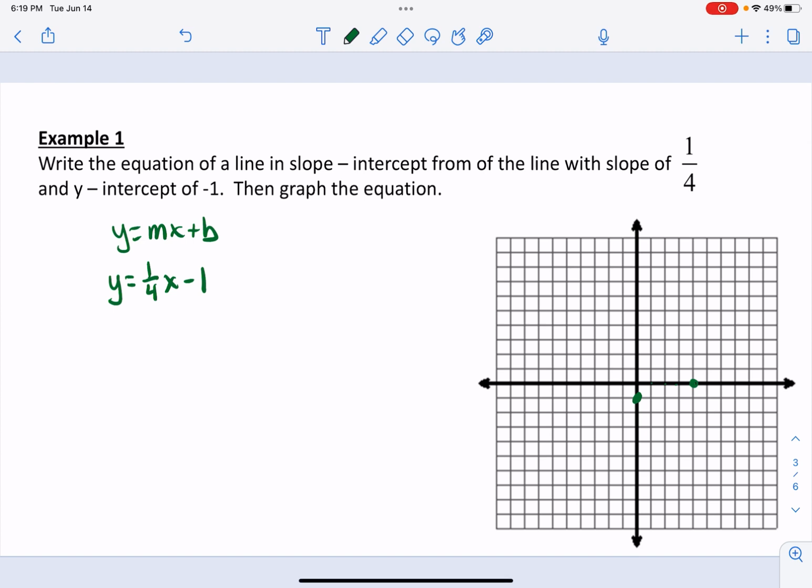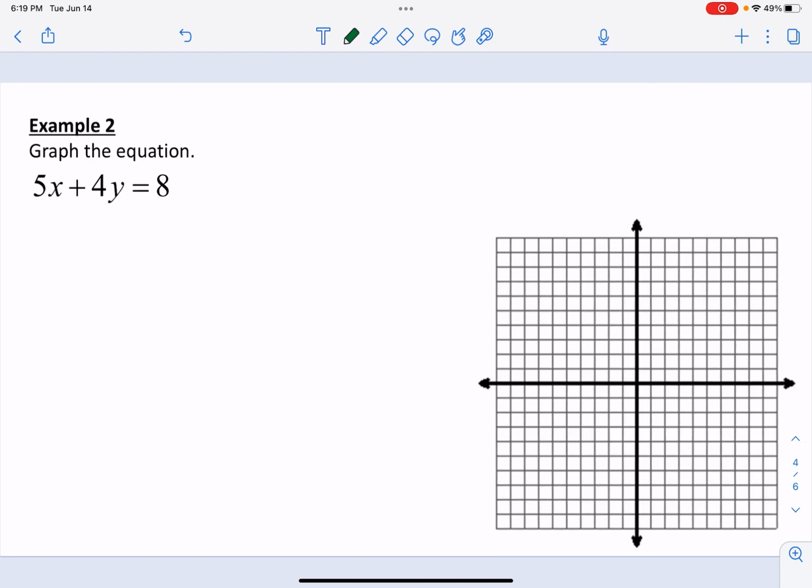And remember, if I want to, I can go up another 1, right 4. Now you want at least 3 points on your line. And then we can also go down 1, left 4. Then using a straight edge, I don't have a straight edge on my iPad, I apologize, connect all of your points. Again, I'm going to be looking for at least 3 points.